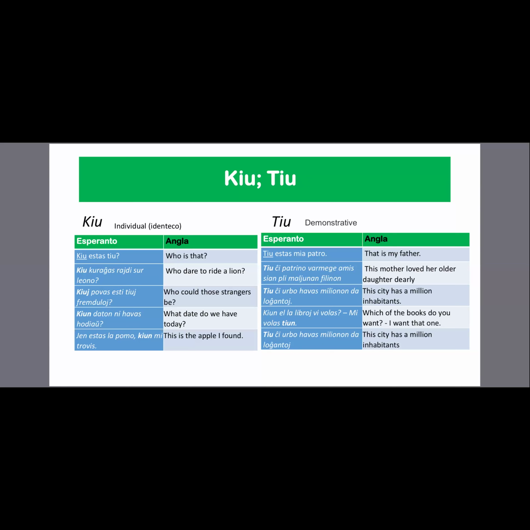"Kiuj povas esti tiuj fremduloj?" Who could those strangers be? Fremdulo is a stranger, and fremduloj is strangers. So when you see someone who is a stranger, maybe someone coming from outside your country, who is not related to your community, he is a stranger. So in Esperanto, we say fremdulo. But if there are many, you say fremduloj, because there are many.